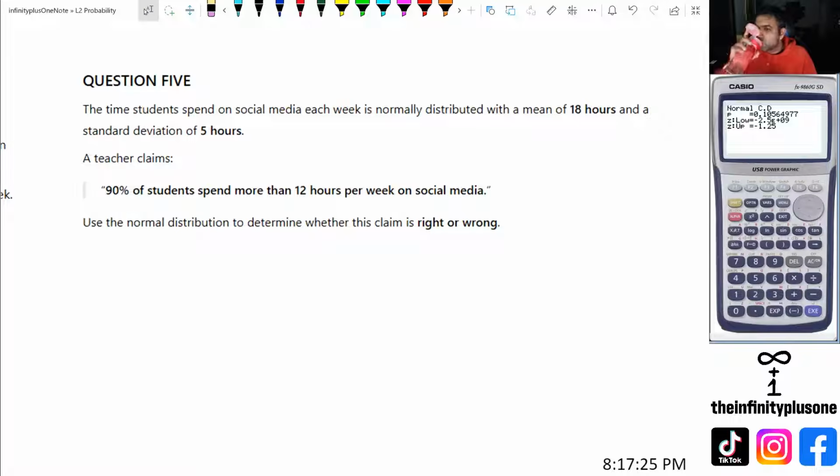Here we go. Now, on the odd occasion, we get these claim questions, right? So all you've got to do is just work out the probability and see whether that probability matches up to the statement or not. That's pretty much it for this question.